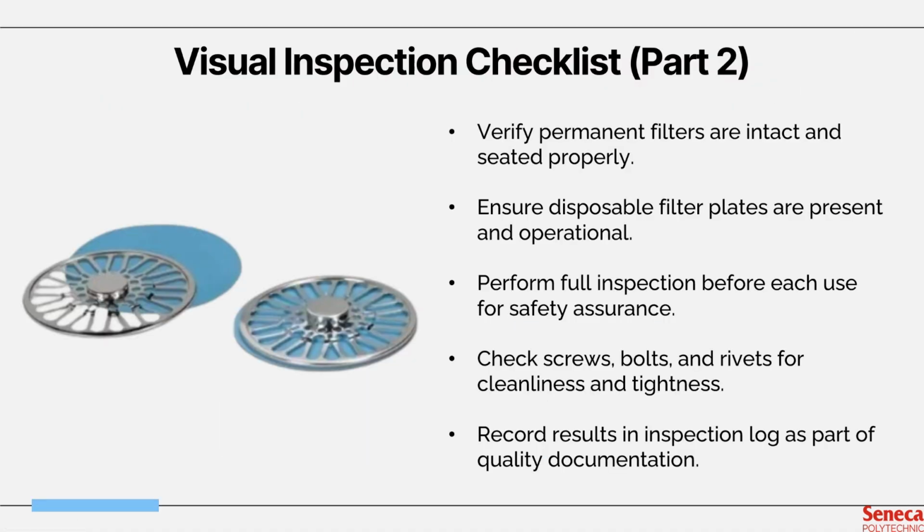And on to part two. Next you have to inspect the filter system carefully. You have to verify that any permanent filters are intact and properly sealed in their housings. Ensure that disposable filter plates are present. These are disposable filter plates as they hold the disposable filters like so. And you have to ensure that they're in good condition before assembly.